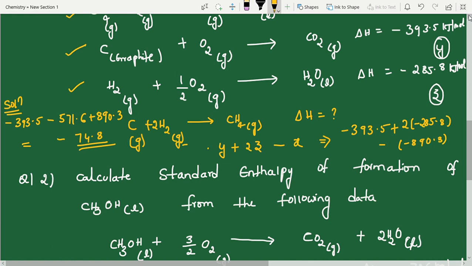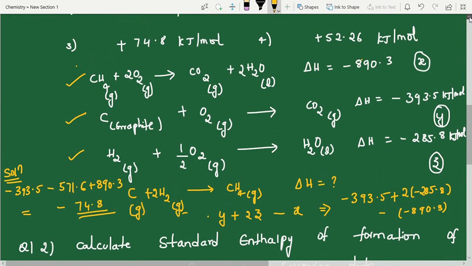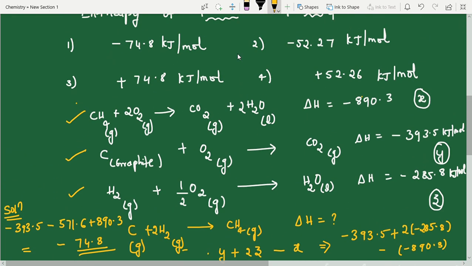Okay, now go back to the question. See what options they had given. Minus 74.8, two minus values they will give, two plus values they will give. Here sign convention plays a very important role in thermodynamics, students. See, same answer, two different signs. So what is the final answer? Option 1 is your answer.